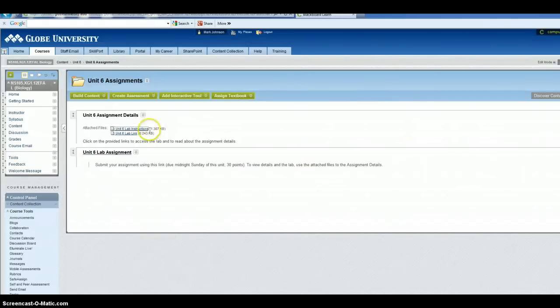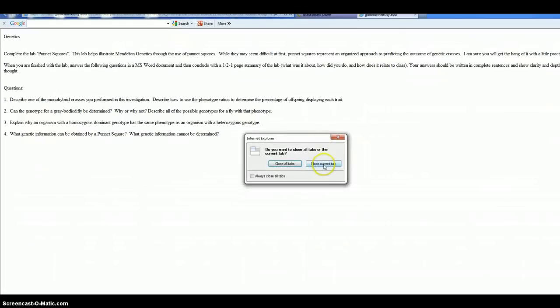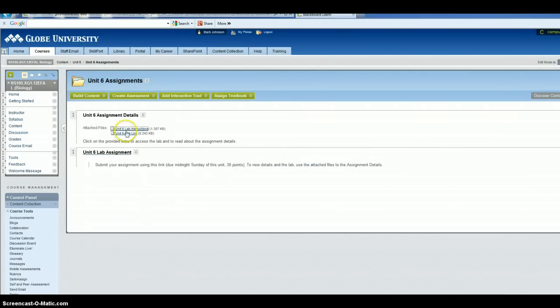Okay, we're going to do this lab. Take the lab instructions, copy them, print them out, write them down, and put them to the side so you can refer to them, because we're going to do this Punnett square lab. So we're going to go back to the lab link and open it up.